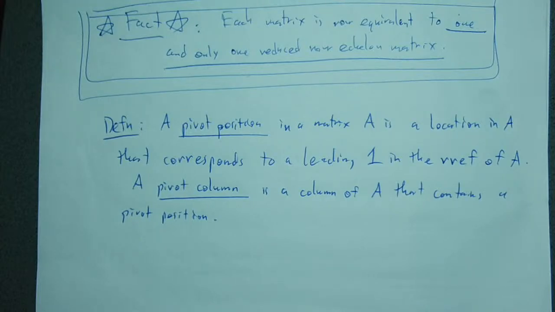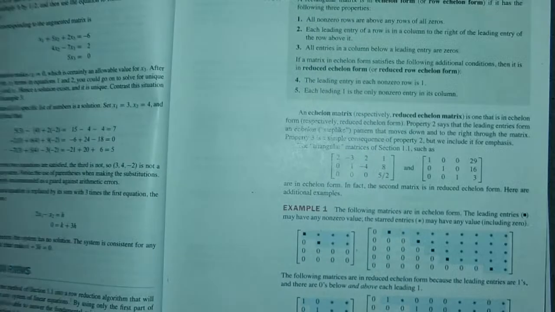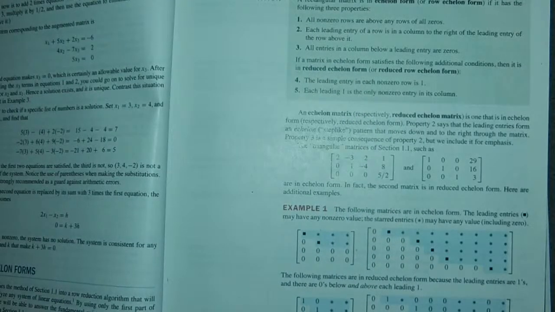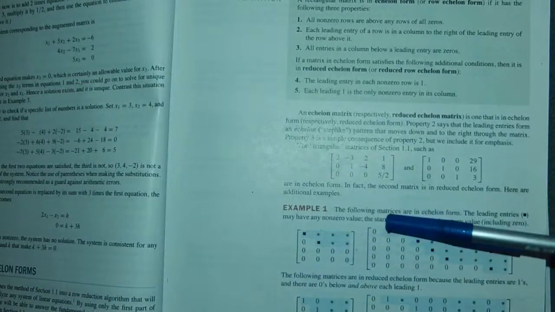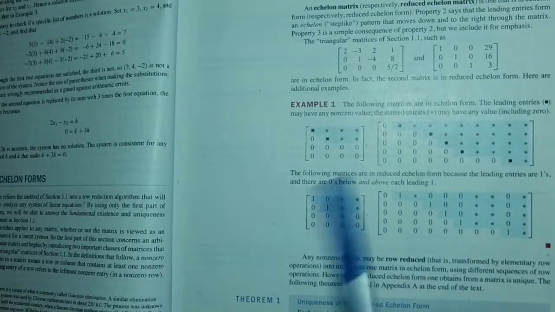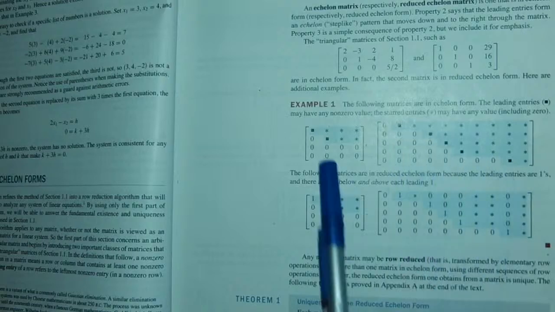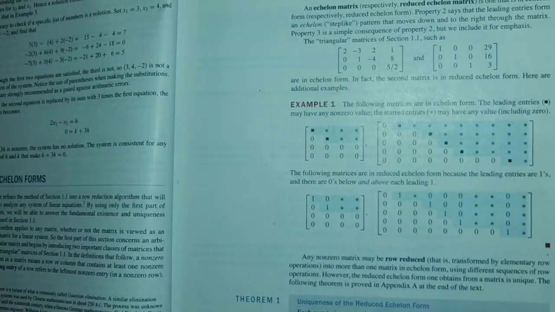So going back to our picture here, where are the pivot positions? They're these black squares. These black squares are the pivot positions, and the columns containing them are pivot columns. So this matrix only has 2 pivot columns. This matrix has 1, 2, 3, 4, 5 pivot columns. You can see that these are indeed pivots because right below are these matrices put into reduced row echelon form, and those black squares exactly match up with where the 1s are here.